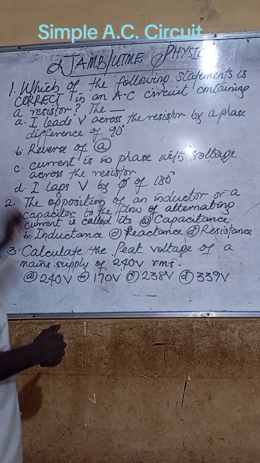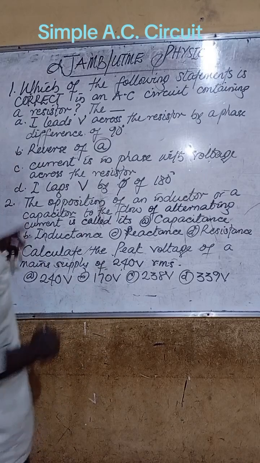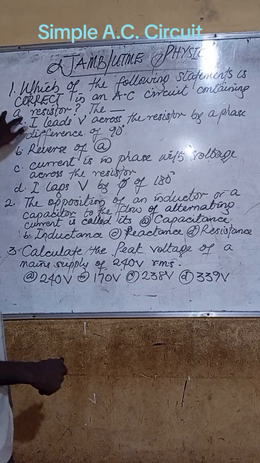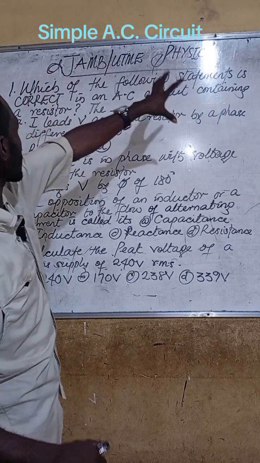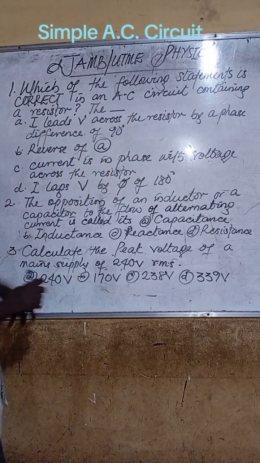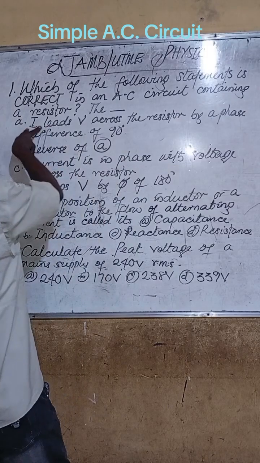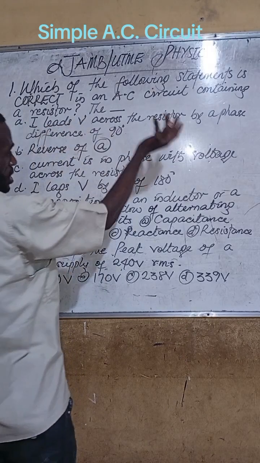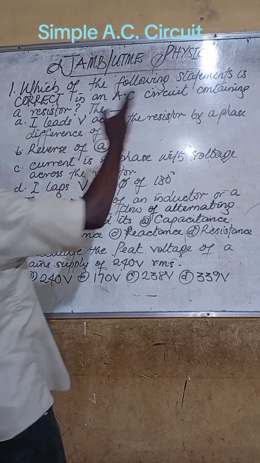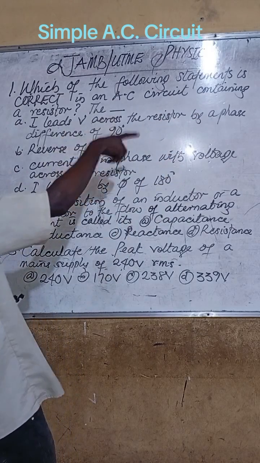Which of the following statements is correct in an AC circuit containing a resistor? So in a purely resistive circuit, what do you have? Option A says current leads voltage across the resistor by a phase difference of 90 degrees. And another says voltage lags current.